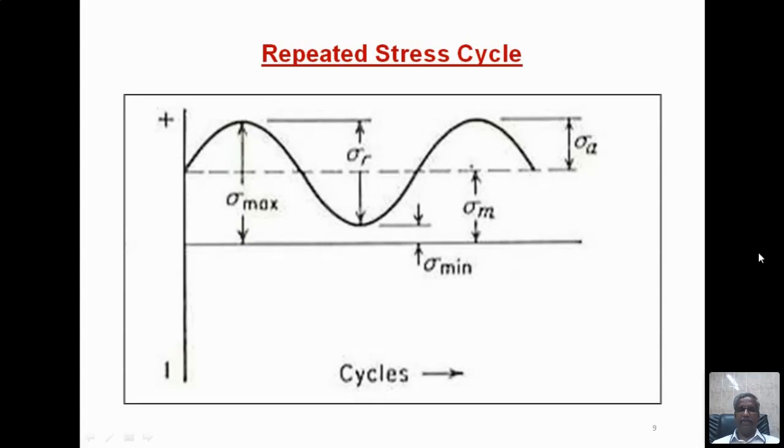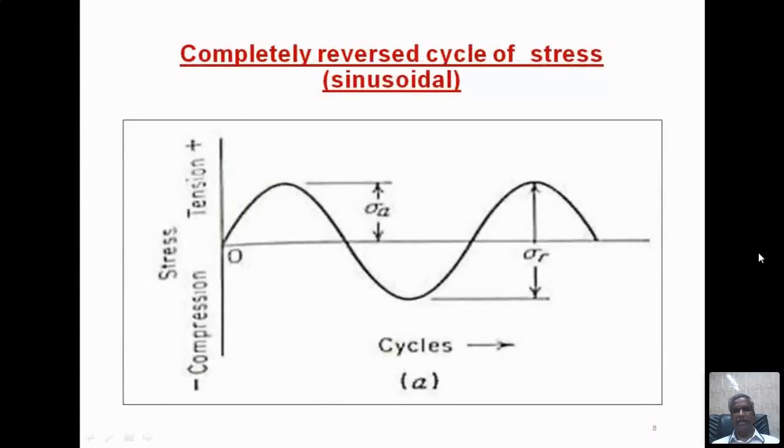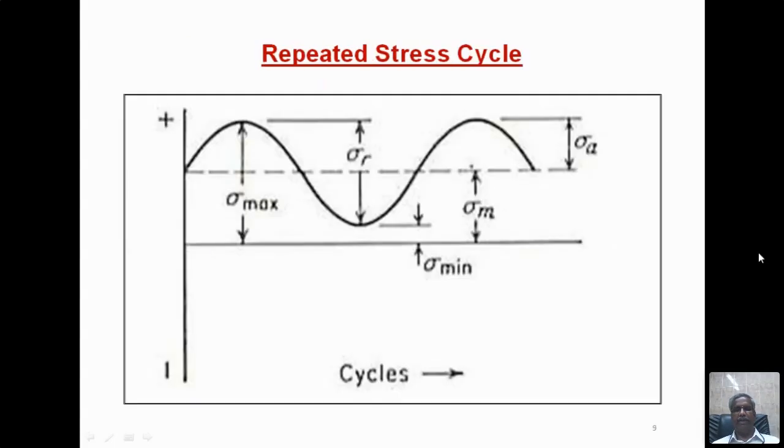But the previous one which we discussed, the completely reversed cycle, people normally use a rotating beam fatigue testing machine, rotary bending, or rotating bending, as I used to say. It's a tabletop machine. With this type of load the stress ratio is fixed. But here you can vary the stress ratio, from 0 to any value.